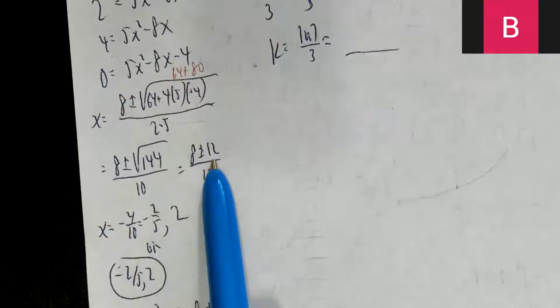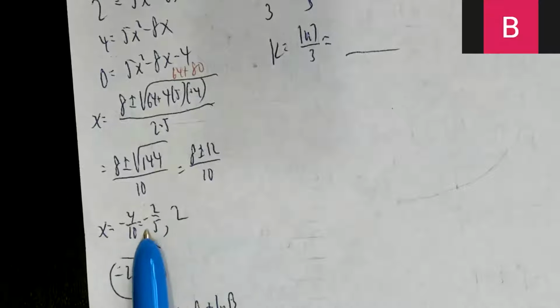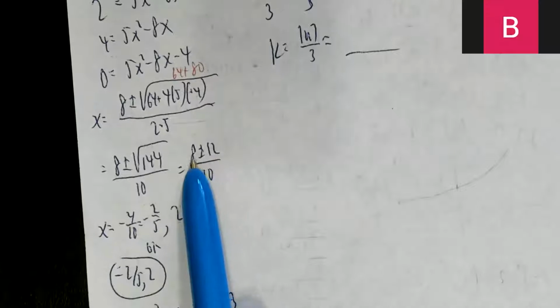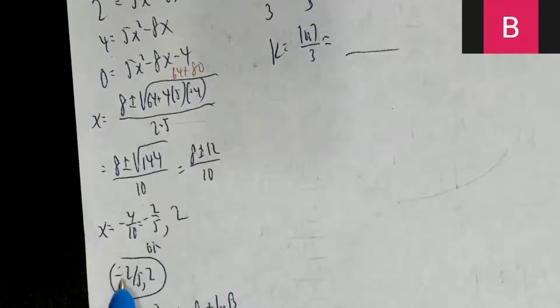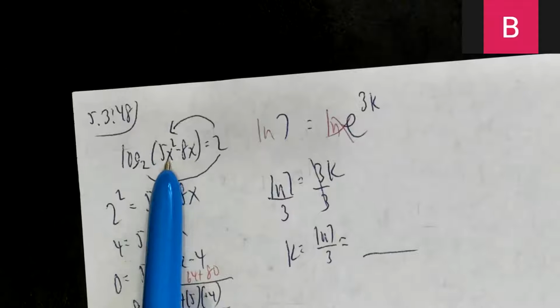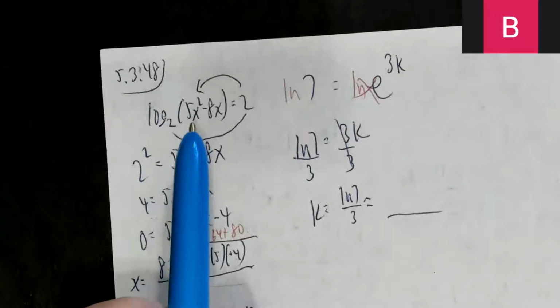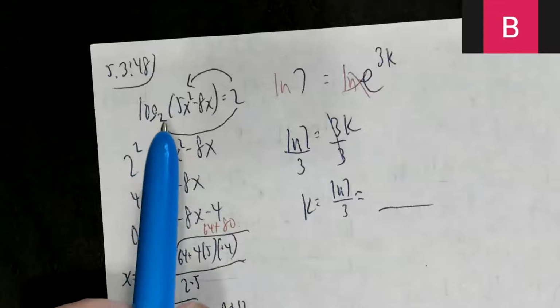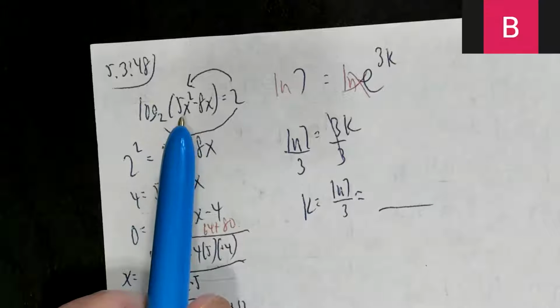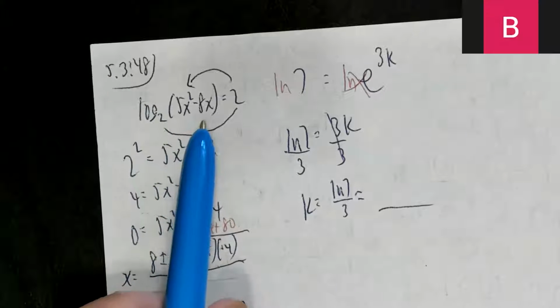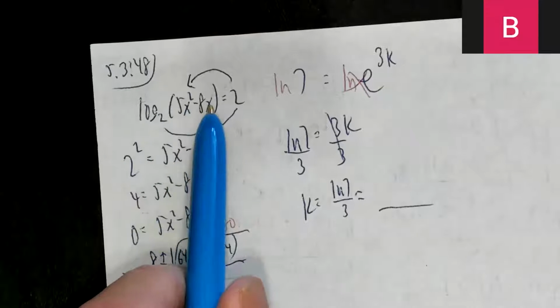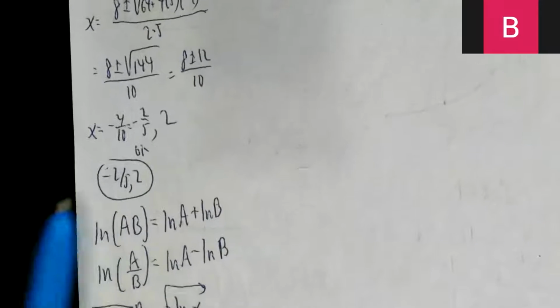So 8 minus 12 is negative 4. Negative 4/10 is negative 2/5. And I plug in positive. 8 plus 12 is 20. 20 divided by 10 is 2. So negative 2/5 and 2. A quick double check. If I plug in 2, I have 20 minus 16. That's positive. But negative 2/5, it might be kind of hard to tell. Negative 2/5, 5 times negative 2/5 squared minus a negative 2/5. It'll be positive. Okay, this is definitely positive. We'll put a negative number here, it'll be positive. So I keep both of them. They're both good.